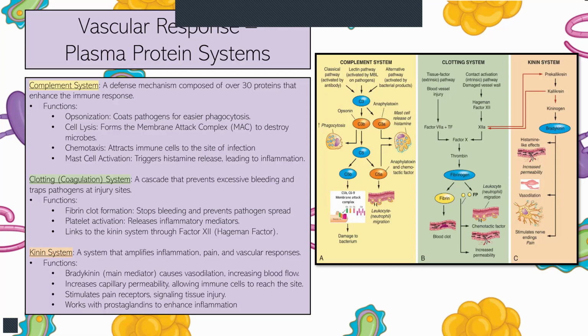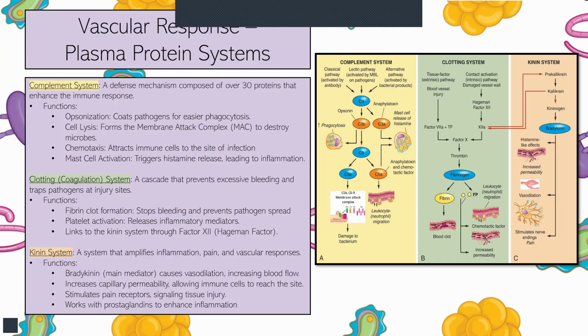The clotting system prevents excessive bleeding by forming fibrin clots, which also helps trap pathogens and prevent their spread. Platelet activation releases pro-inflammatory mediators, linking coagulation to the immune response. The Hageman factor, or factor 12, further connects clotting to the kinin system.